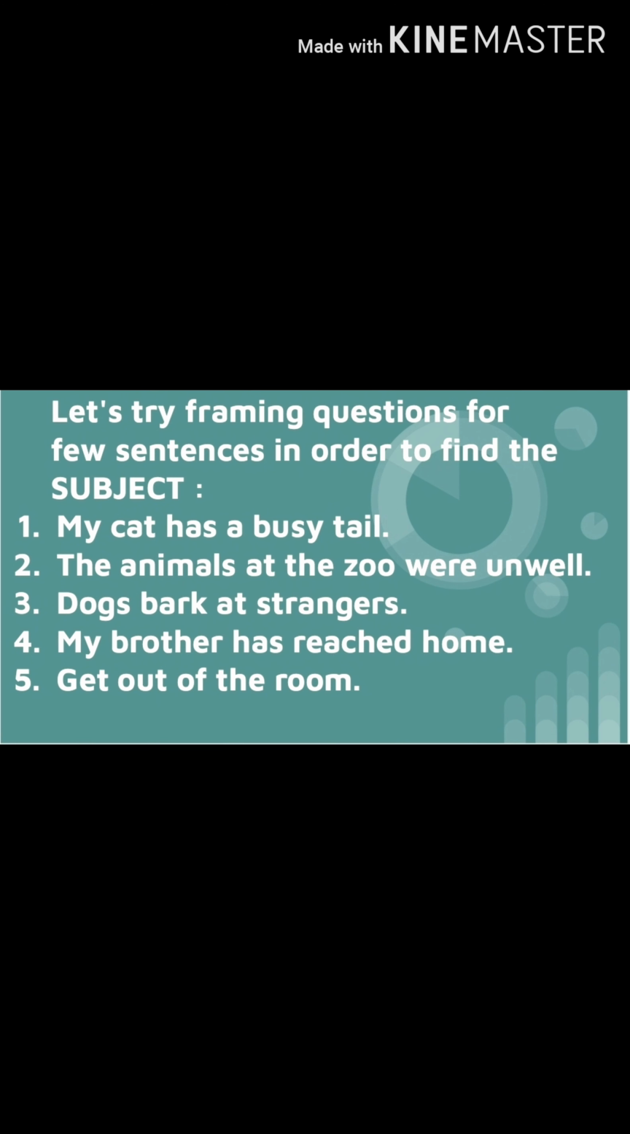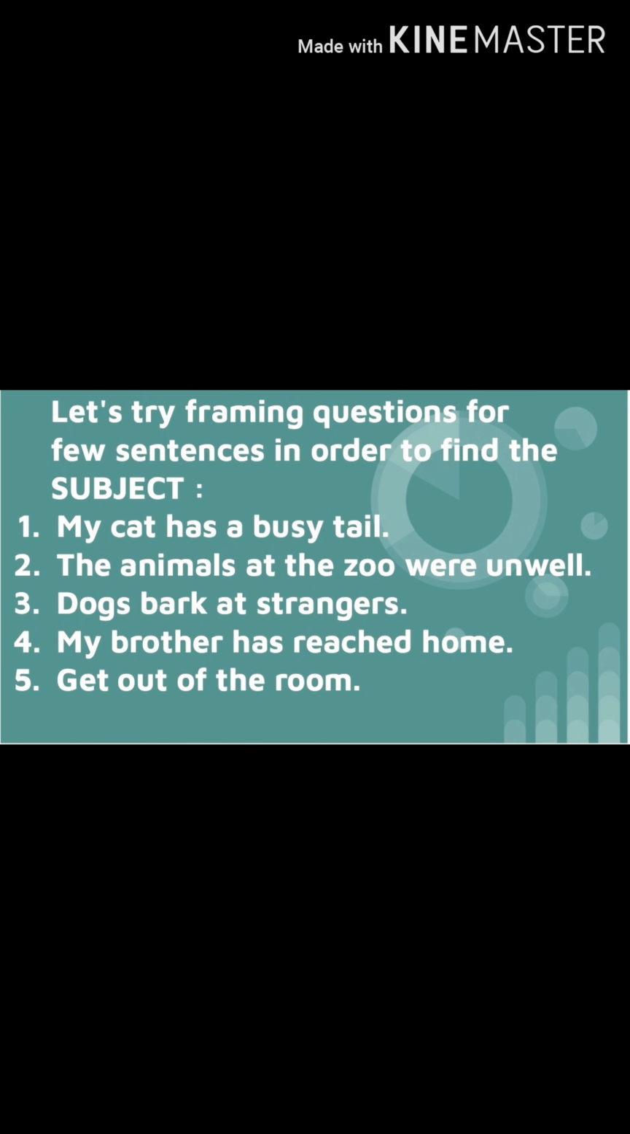Come to the next sentence. My brother has reached home. In this sentence, you have an auxiliary verb and the main verb too. In such a case, as per the rule, we have to concentrate only on the auxiliary verb. So place the question word just before the auxiliary verb and frame a question. Who has reached home? The answer you get is my brother. Therefore, the subject is my brother and the predicate is has reached home.